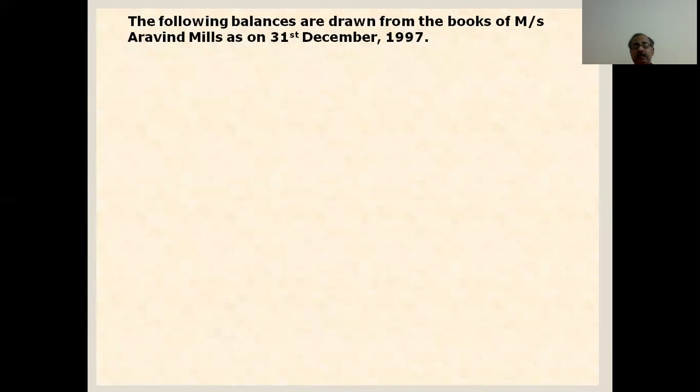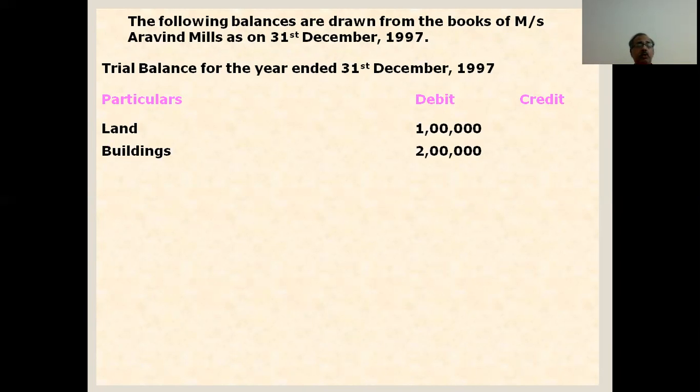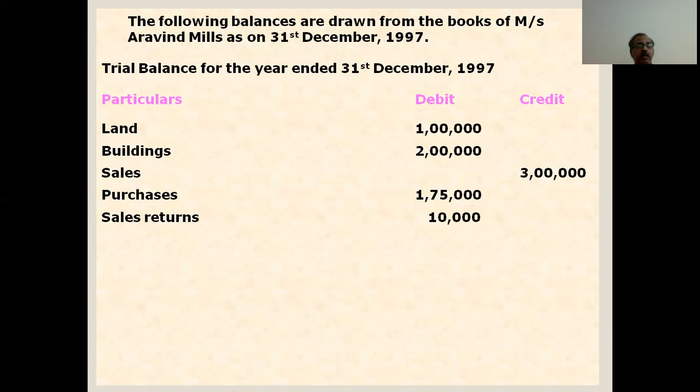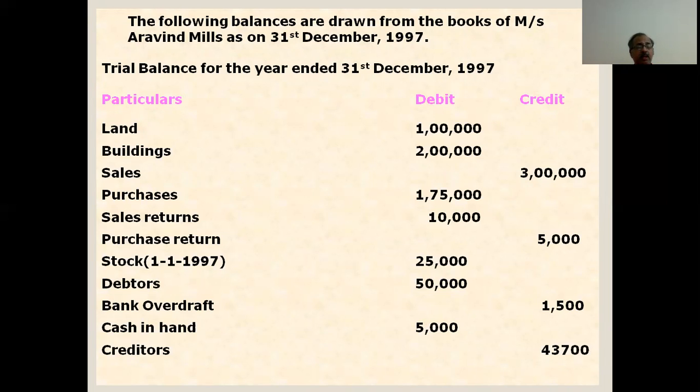The following balances are drawn from the books of Messrs. Aravind Mills as on 31st December 1997. Trial balance for the year ended 31st December 1997. Land, rupees 1 lakh. Buildings, rupees 2 lakhs. Sales, rupees 3 lakhs. Purchases, rupees 1,75,000. Sales returns, rupees 10,000. Purchase returns, rupees 5,000. Opening stock, rupees 25,000. Debtors, rupees 40,000. Bank overdraft, rupees 1,500. Cash in hand, rupees 5,000.